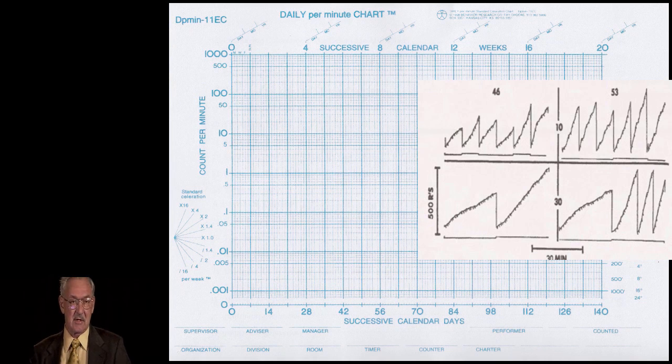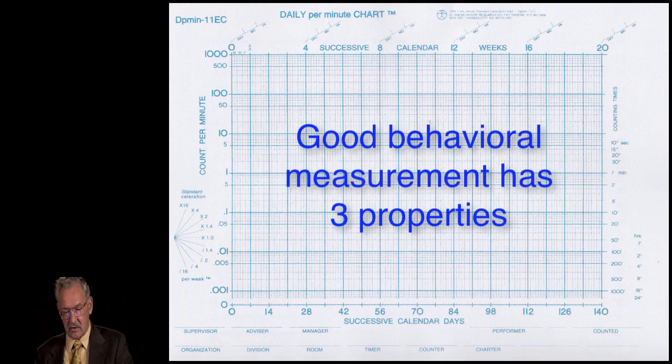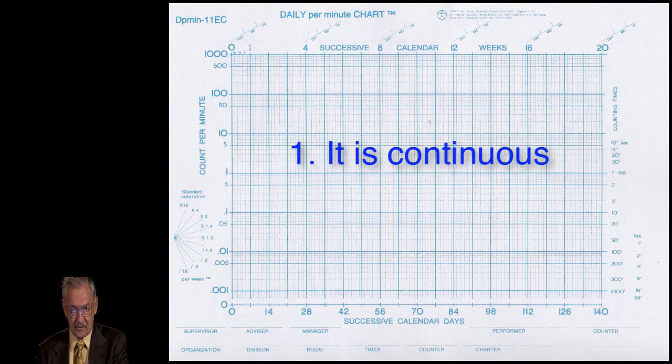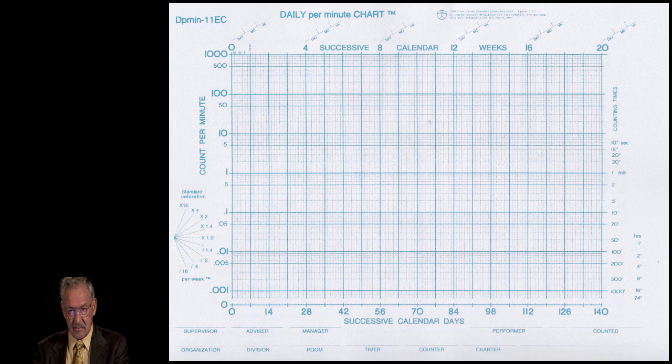And by that dynamic interaction and those pictures, he was able to discern some very, very important relationships and how behavior changes systematically as events in the environment occur and impact behavior. Skinner also taught us that good behavioral measurement has three properties. It is continuous, and we've already mentioned that. It is uninterrupted through time, just as behavior is.